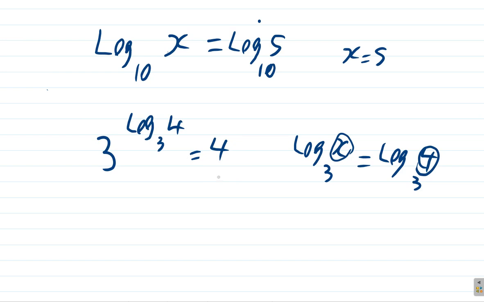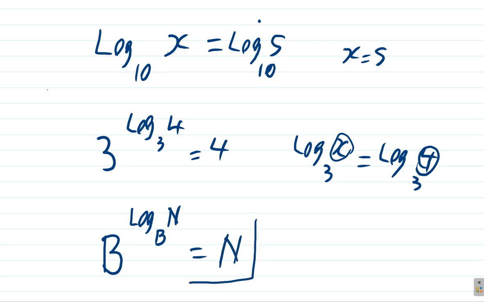Now I promise you, anytime you have a number in index form, the exponent as a base b, and it's raised to the log with that same base b, and you're finding the log of a number, you will always get the answer as the number. It will always work. Change this to log form, and you're going to see that that will work.